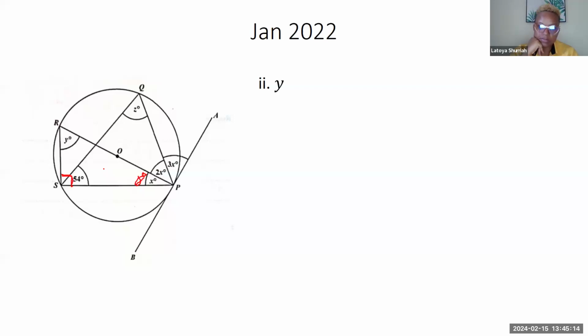Miss, the angle at the center is twice the angle at the circumference. That's one reasoning, and we know that the angle at the center is 180 because it's a straight line as well as a diameter. Very well.